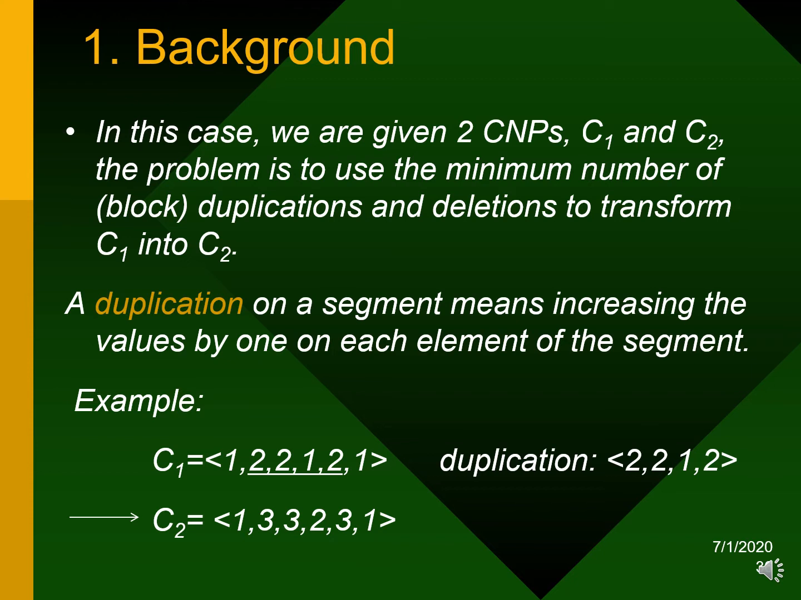Formally, a duplication on a segment means increasing the value by 1 on every element in that segment. In this case, let's say C1 is 1, 2, 2, 1, 2, 1. I want a duplication of the segment 2, 2, 1, 2. By this definition, I just increase the value of each of these 4 elements by 1: 2 becomes 3, 2 becomes 3, 1 becomes 2, 2 becomes 3.